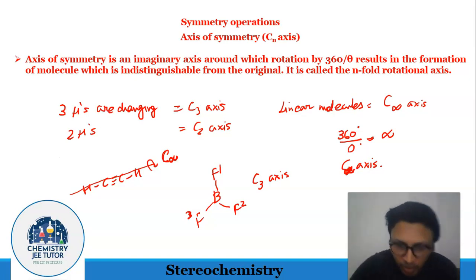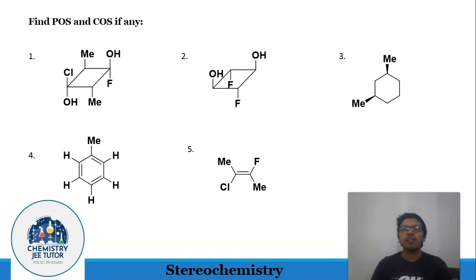Okay. So we have discussed plane of symmetry, center of symmetry, and axis of symmetry. With this, we come to the end of symmetry operations. So I give you some things to work on in your free time. Before we start the next video, I want you to finish this. Just find the POS. POS is the plane of symmetry and COS is the center of symmetry. Do this and come to our next video where we will start with optical isomerism and what is optical activity. From there on, we will go to optical rotation, specific rotation, and chiral center and stereogenic center.